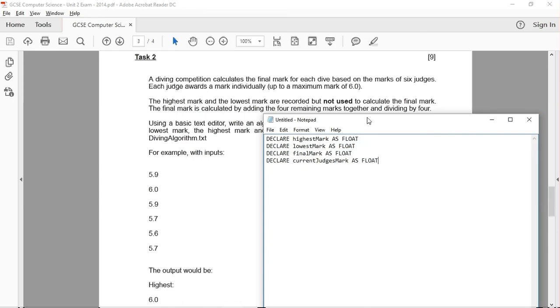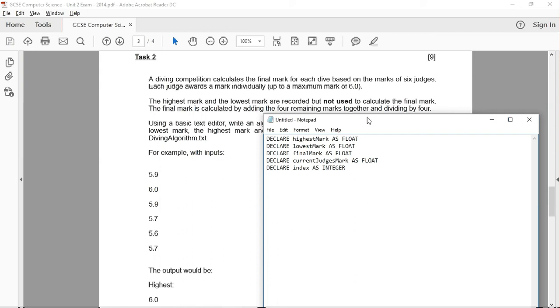Okay, float. I'm also going to use a loop, so I'm going to declare an index to control the loop, and loop index is integer. Do I need anything else? I can always go back and add more variables later. I think that might be enough for now.